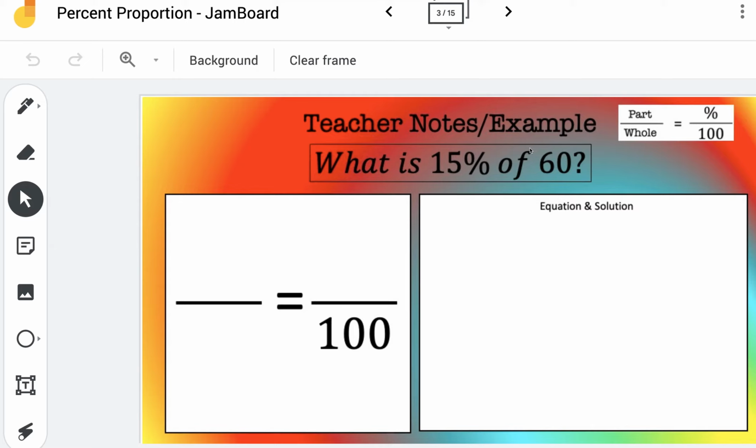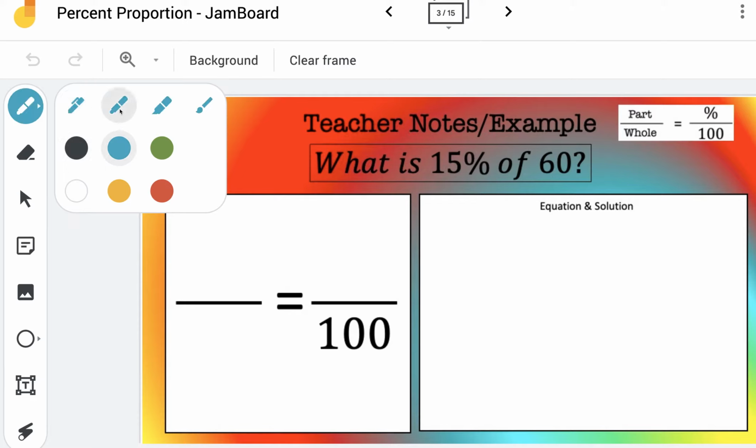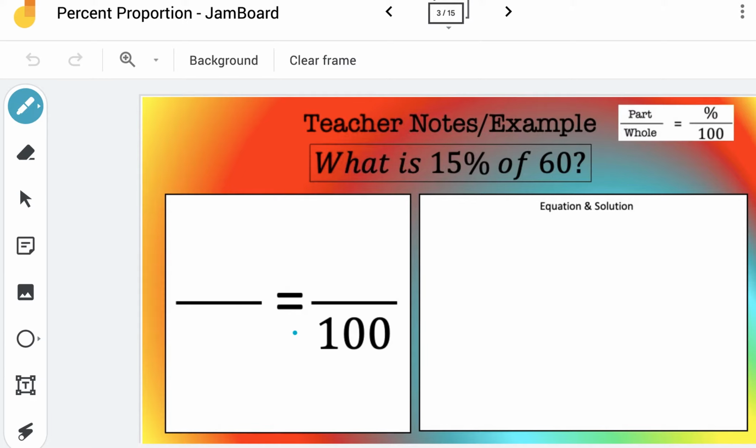Hey everybody, for this problem, we're going to use the percent proportion to figure out what 15% of 60 is. Okay, so come on over here and grab your pen or marker. It's up to you. Okay, so notice I have our proportion set up, and just a little reminder, this is the percent proportion over here. Okay, so the question is, what is 15% of 60?